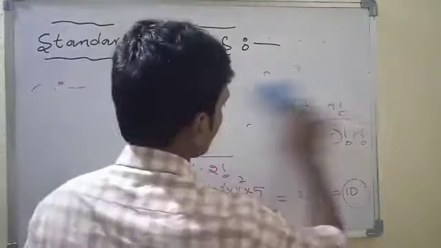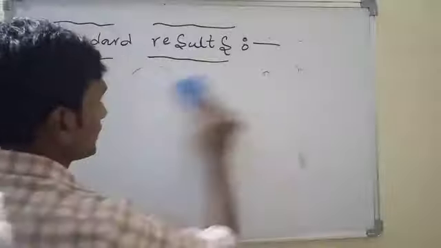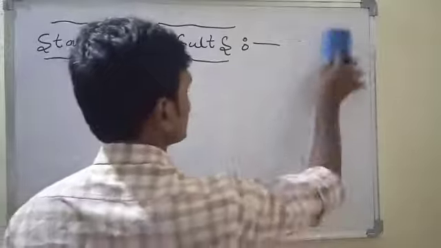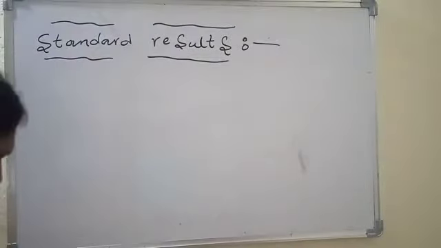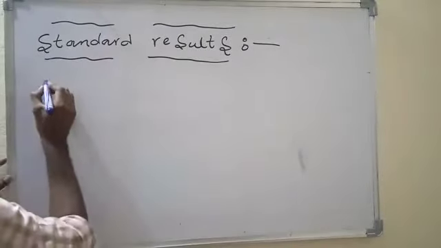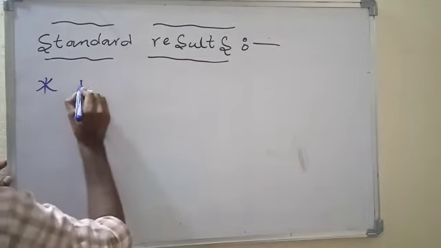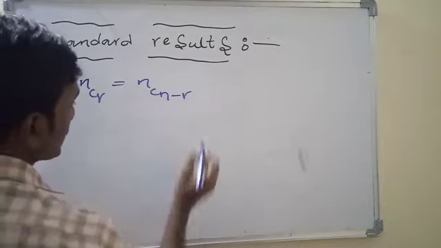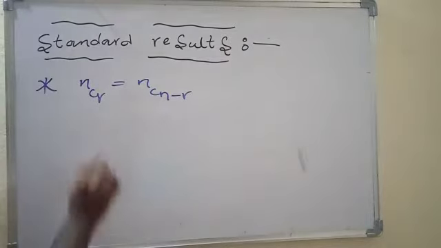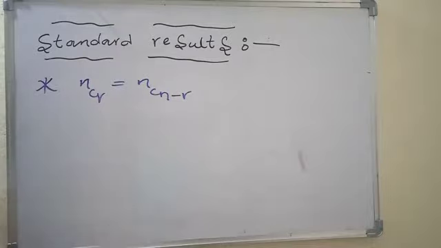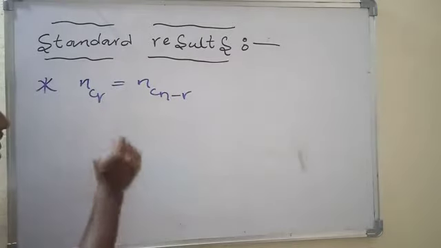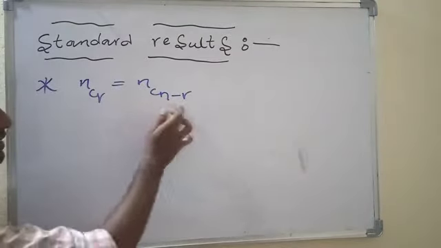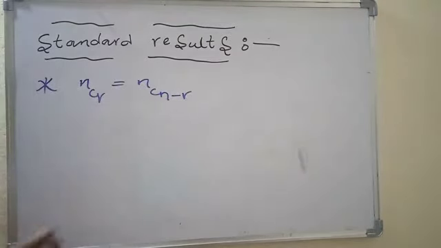Okay, clear? See the second standard result. The second standard result is like this. The value of nCr is equal to nC n minus r. The value of the binomial coefficient nCr is always equal to nC n minus r. To understand this standard result, take one example.